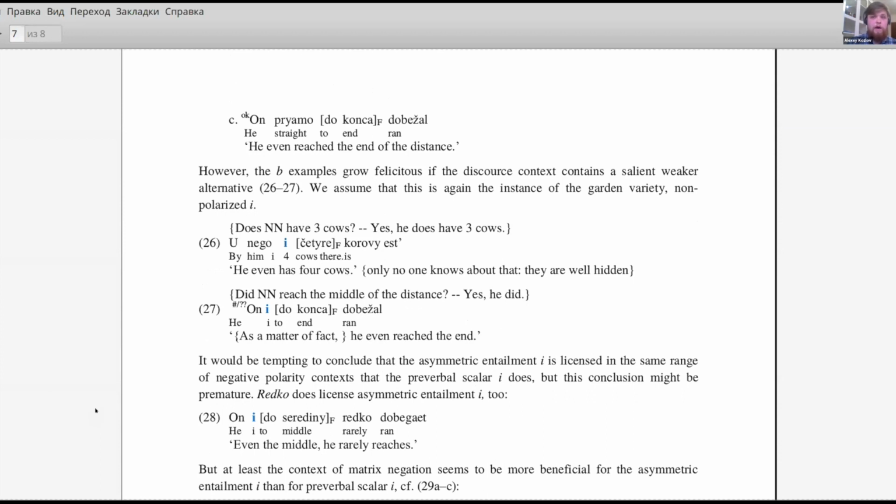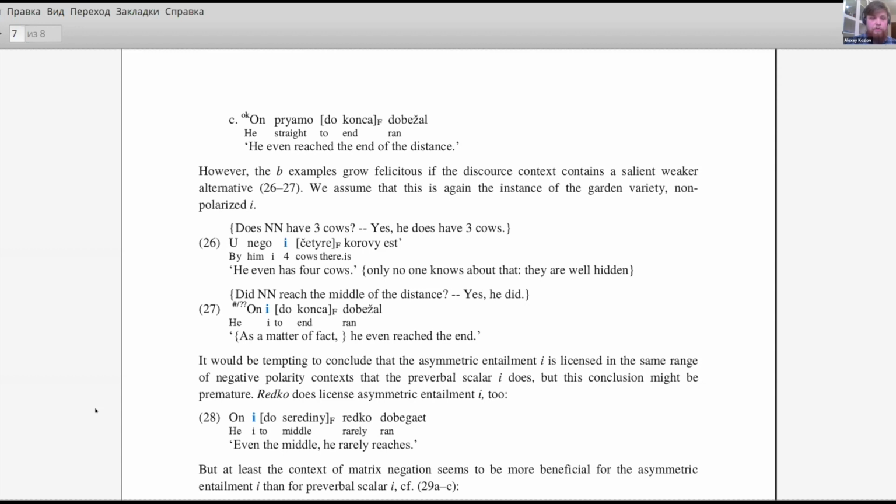and C version contained some other scalar focus sensitive item, not E, that was felicitous in this context. And crucially, the B examples can grow felicitous if the discourse context provides us some salient weaker alternative, if we have discussed not just the question under discussion, but some weaker alternative, like, does somebody have 3 cows? Yeah, he does have 3 cows. У него и 4 коровы есть. He even has 4 cows, only no one knows about that. They are well hidden.